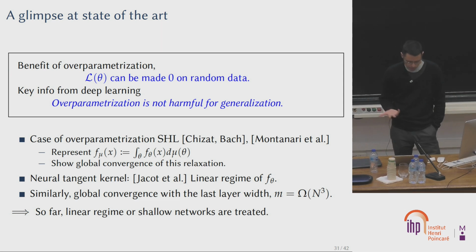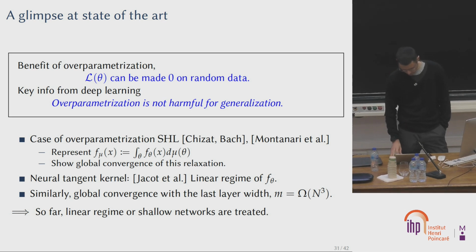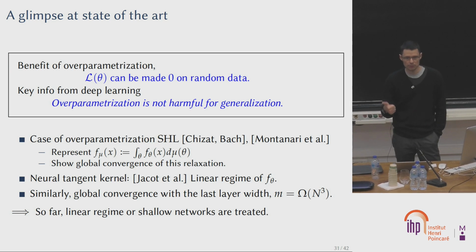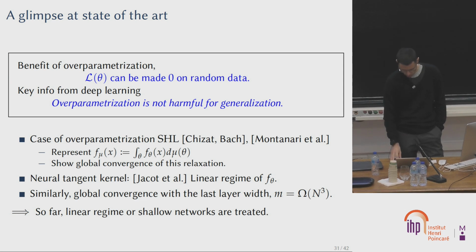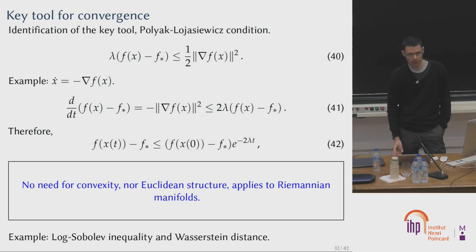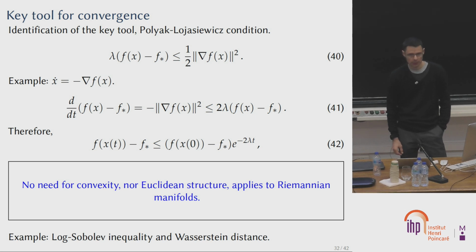And so far, if I understood correctly, or at least 2 years ago, when I started to be interested in this topic, only the shallow neural nets were treated, and the linear regime. So we wanted to say something on the nonlinear regime. And in this configuration, the key tool for optimization is the Polyak-Lojasiewicz inequality.